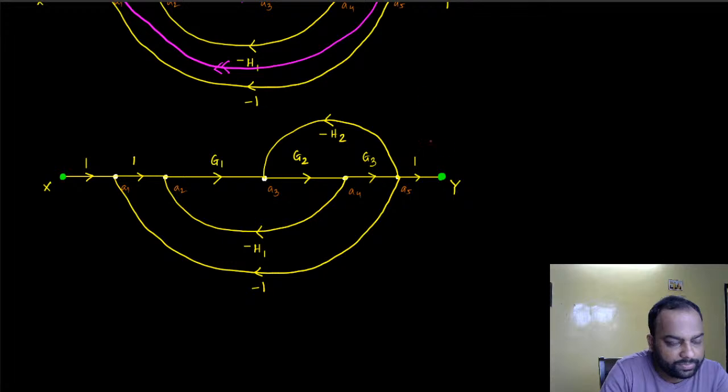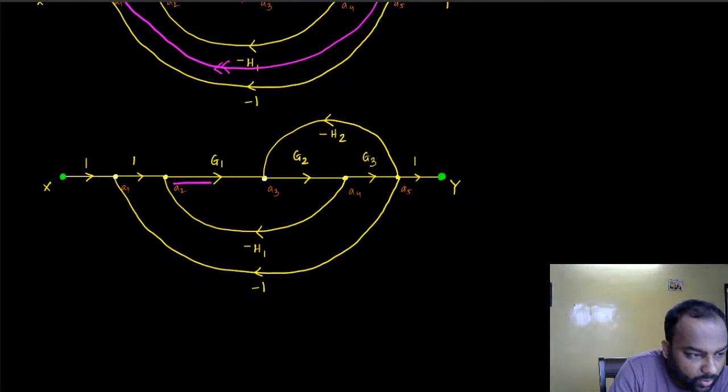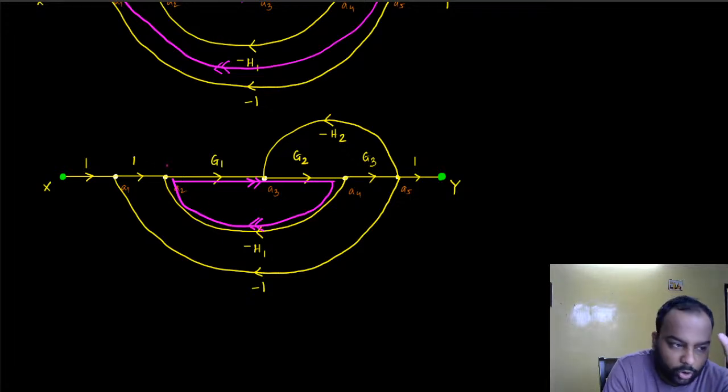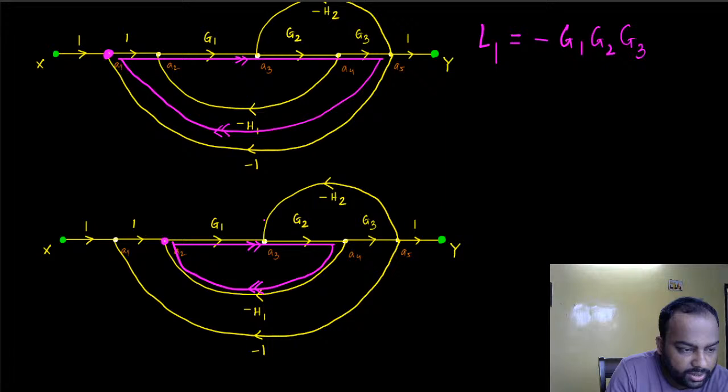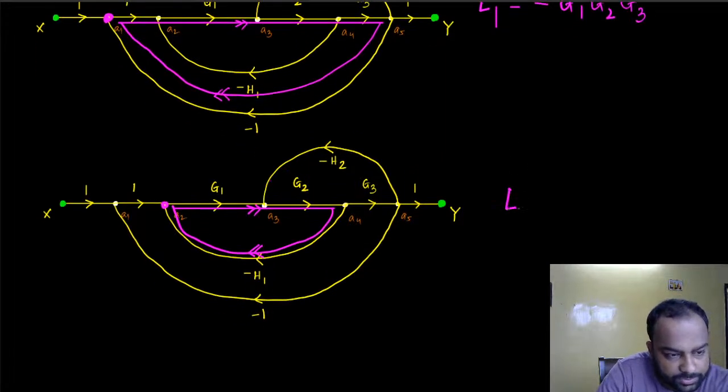Take this one. Do I have another loop? Yes, I do. If I start from this one, I can go in this way and come back through this -h1, and that will construct one loop. We are starting from this point, going to this, then to this, and then coming back home. So that is your loop number 2.